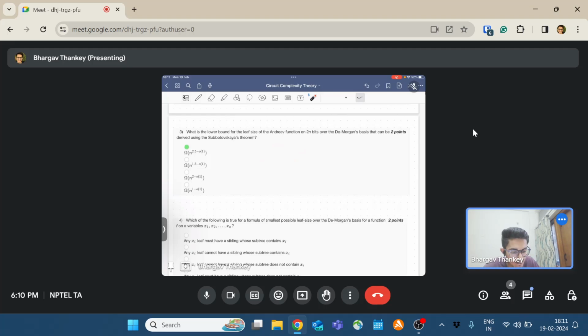Okay, you can write n to the power 2.5 minus o of 1 as n to the power 2.5 upon n to the power o of 1, right? Yes. So in the denominator I have n to some constant. Okay, so what is o(1)? Small o of 1. Is it a constant? A constant, yes. It's a sub-constant. Okay, so that's what I was asking.